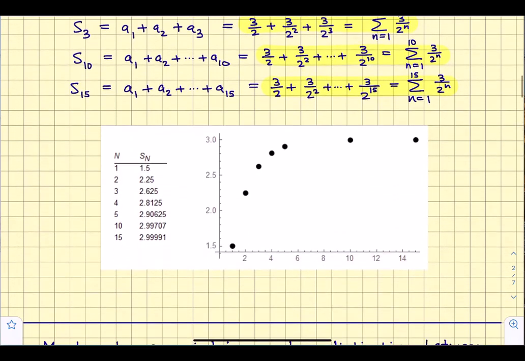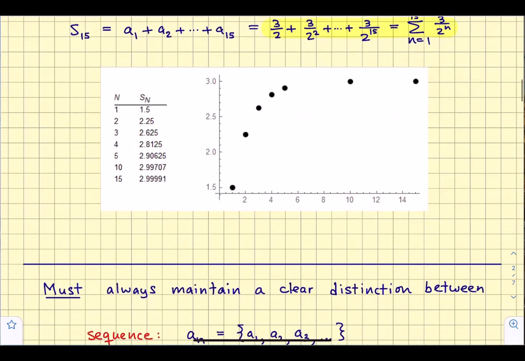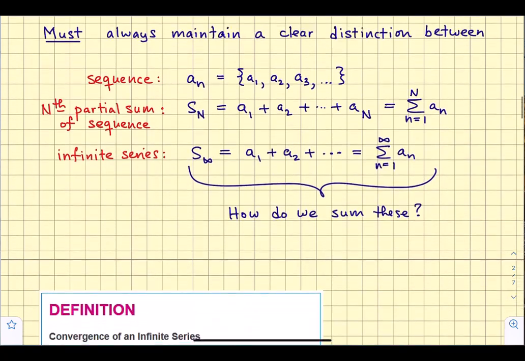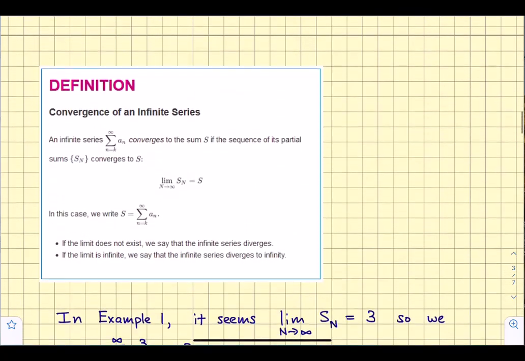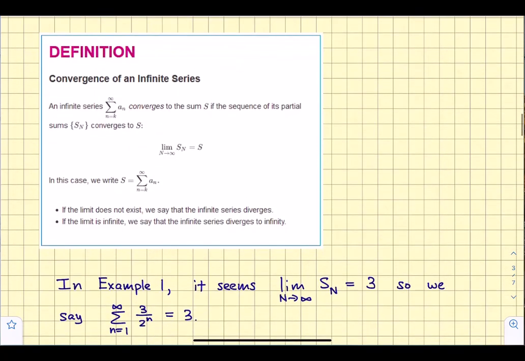We calculated those sequence of partial sums, and now what the definition is going to say is we'll say that the infinite series converges if and only if the sequence of partial sums has a limit, if it converges. So let's take a look at that definition again. An infinite series converges to a sum S if the sequence of its partial sums converges to S.